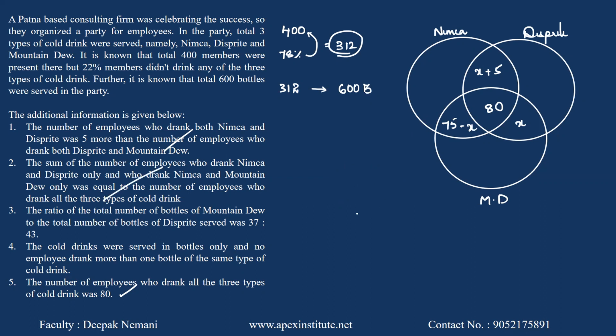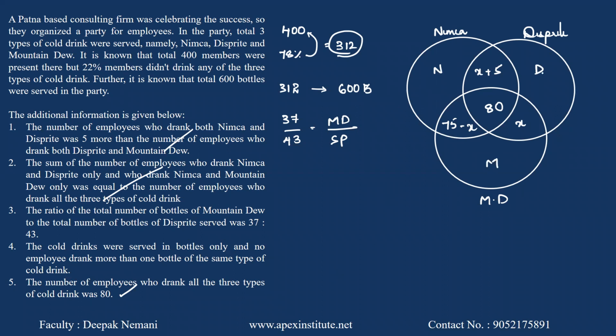Now the ratio of the total number of bottles of Mountain Dew to the total number of bottles of Sprite served was 37:43, which is equal to the total number of bottles of Mountain Dew by Sprite. And the cold drinks were served in bottles only, and no employee drank more than one bottle of the same type of cold drink. Fine. So let me consider N as the number of persons who drank only Nimca, D only Sprite, and M only Mountain Dew.